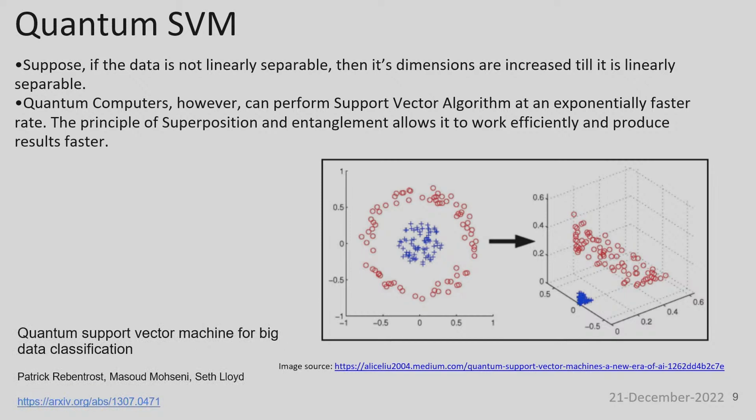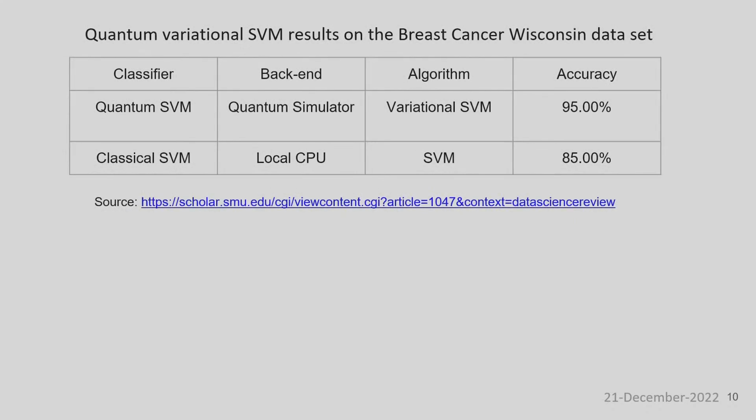So what we do is we plot it in a higher dimensionality graph, and here we can draw a linear line that can separate both the data. And this paper, quantum SVM, was deployed by these people. And here are some results of how a quantum SVM is better than a classical SVM.